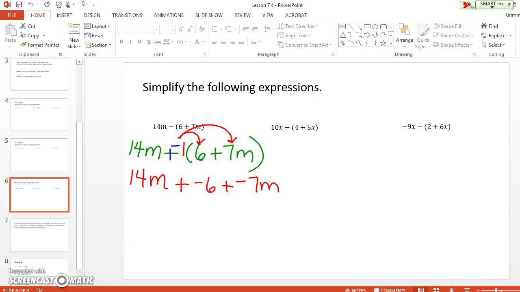Now I'm going to combine my like terms. So I have two things that are exactly alike. They both have m's in them. As long as they both have m's, I can put them together. So that is this one and this one. So 14 and -7. So I have $14. I owe you 7. So the balance is +7. So 7m. And you can either write -6 or you can write plus and -6. It's up to you how you want to write it.